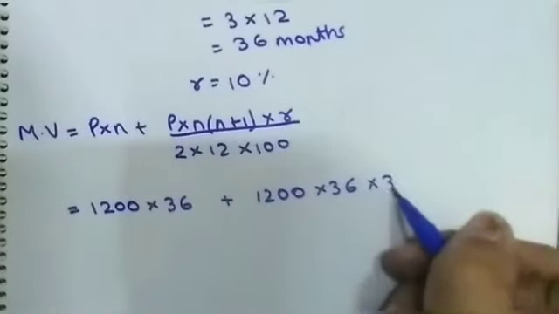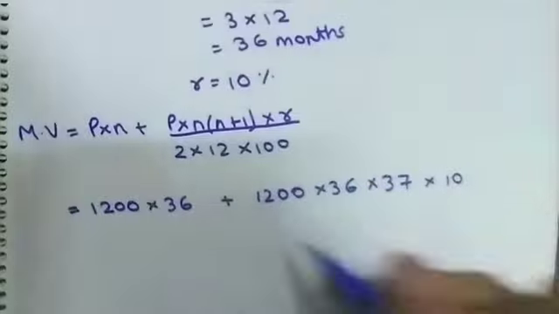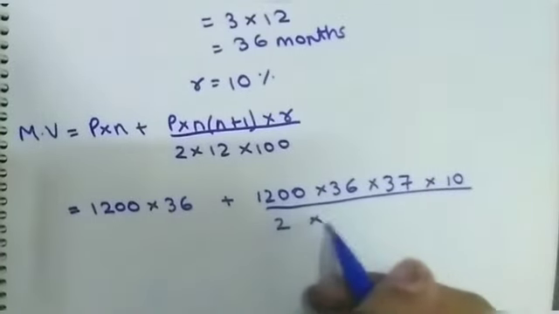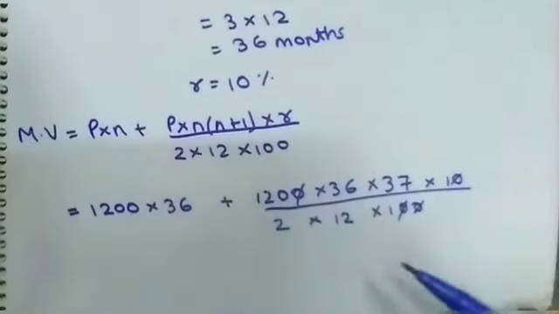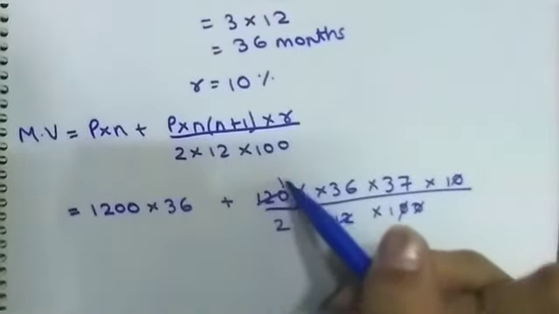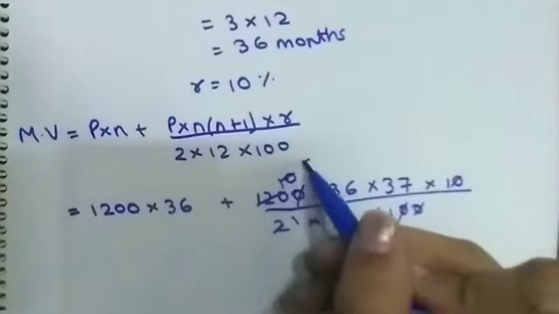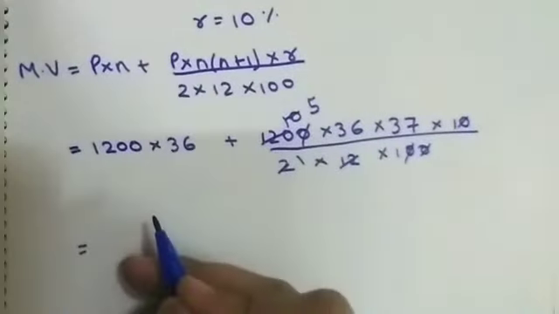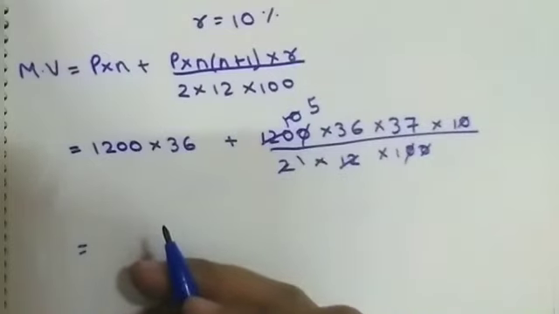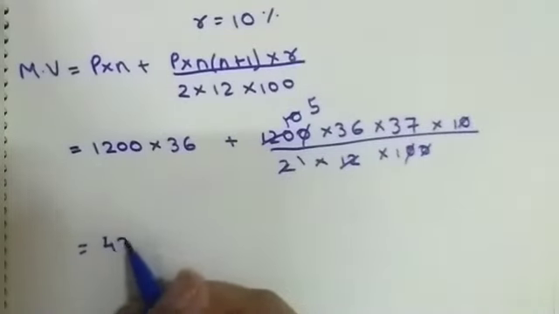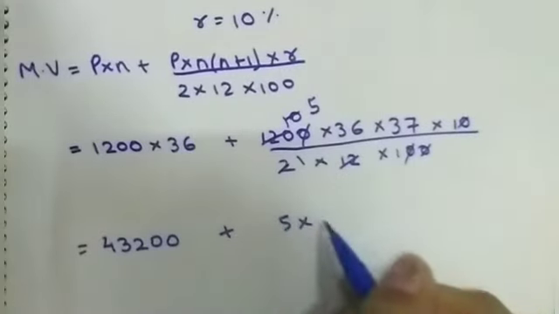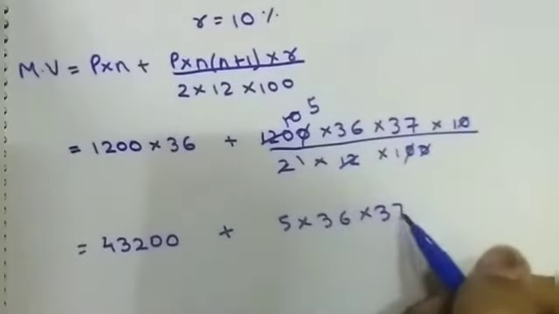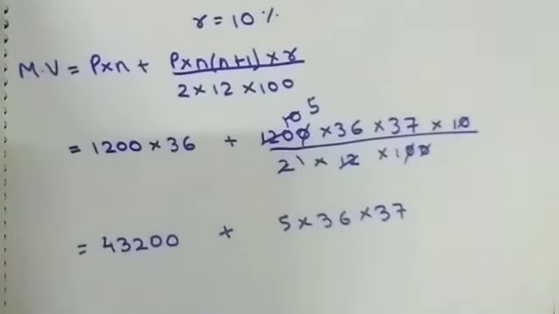here P is 1200, N is 36, N plus 1 is 37, R is 10% divided by 2 into 12 into 100. So now this 0 cut, this 0 and this 0 cut. Now 12 ones are 12, 1 tens are 10, 2 ones are 2 and 5s are 10. So it would be 1200 into 36, which is 43,200 plus 5 into 36 into 37. So do not multiply here, write it here so that you do not end up making any calculation mistake, okay?